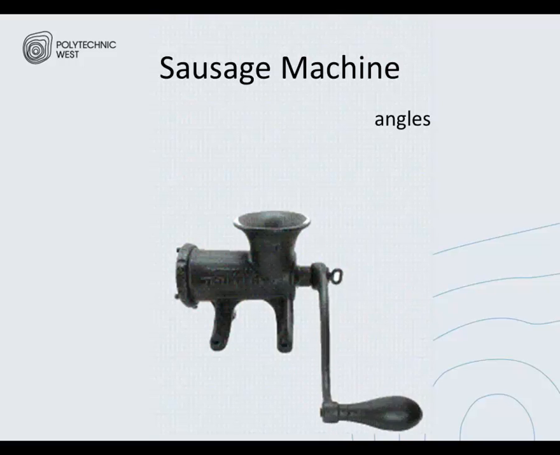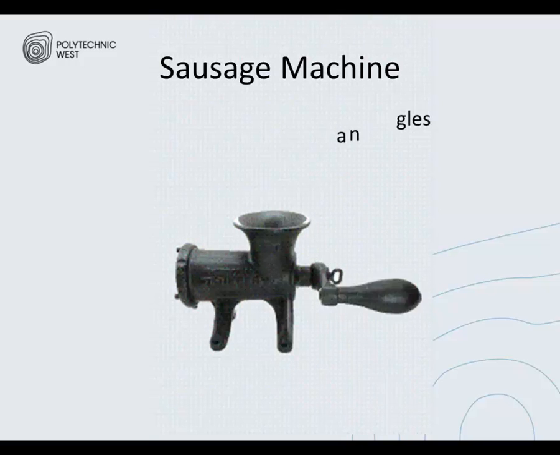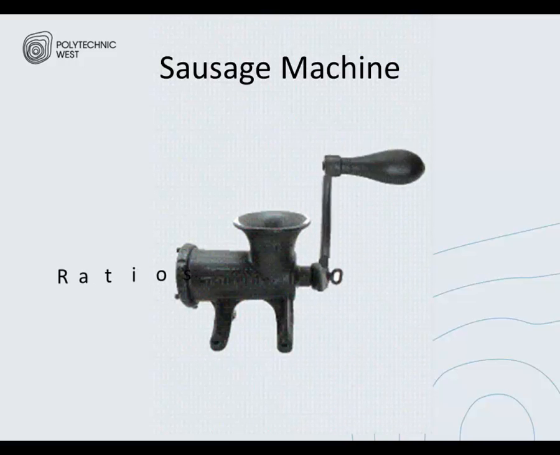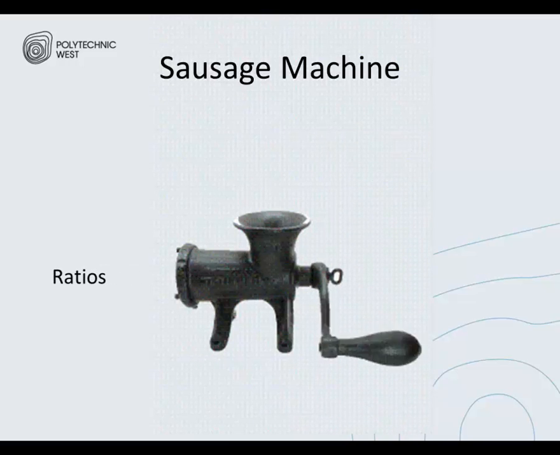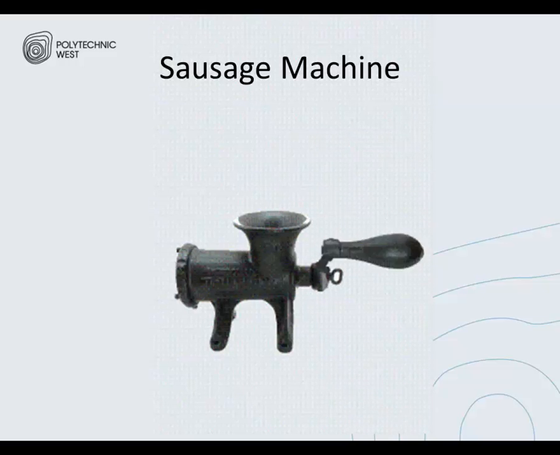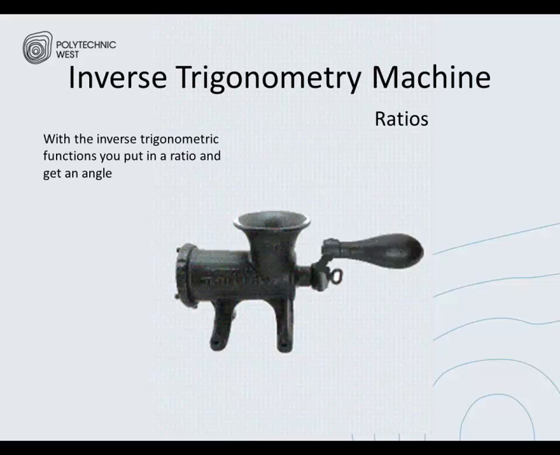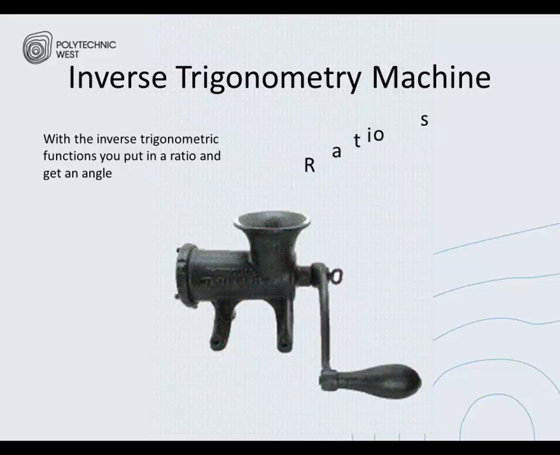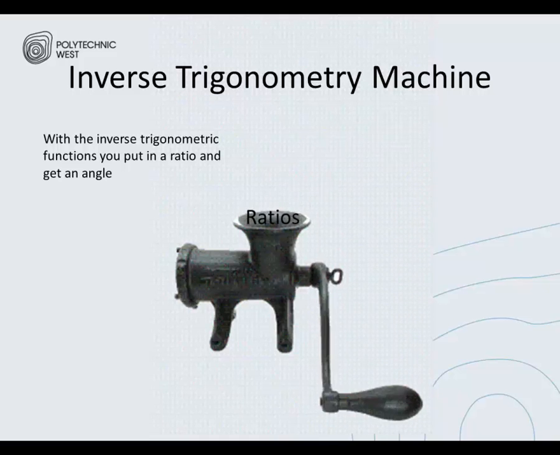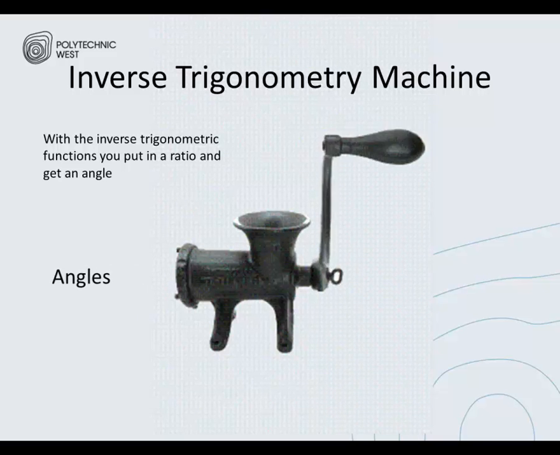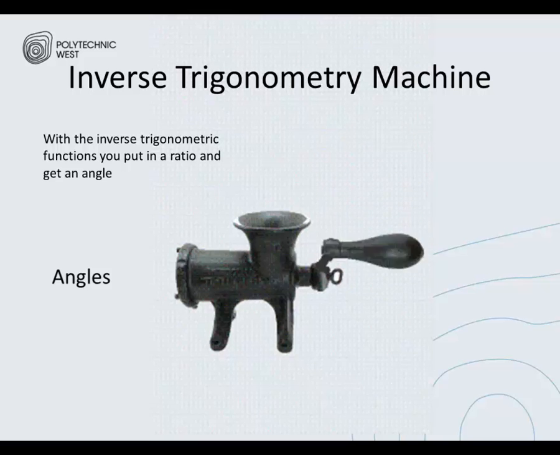Trig is just a sausage machine. You put angles in and you get ratios out. You just look these things up in tables on your calculator. Inverse trig, strange enough, does the opposite. You put ratios in and you get angles out. So if you have any ratios of the lengths of sides, you can find the angles.